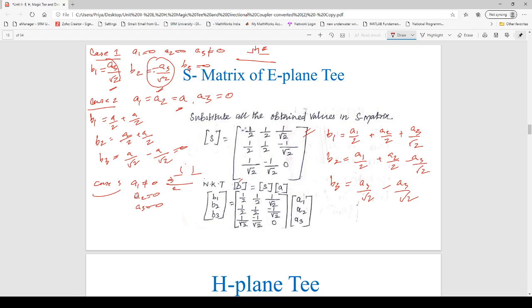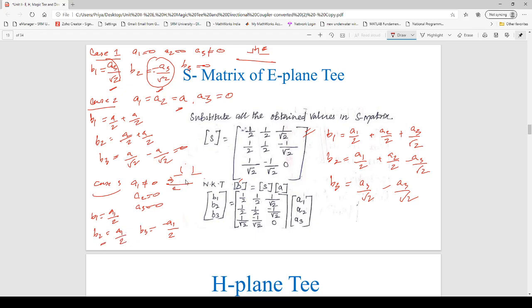So let us see whether I am getting that. If I substitute, what will happen? What is B1? B1 is A1 by 2, B2 is A1 by 2, and your B3 is minus A1 by 2. So what did you understand from this? I am giving input at port 1. So I will have maximum output at port 2. See here at port 2 it is A1 by 2.